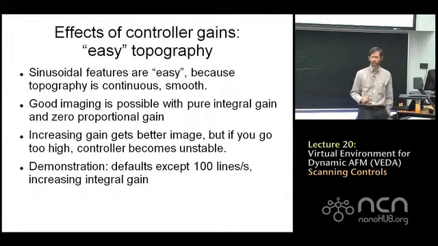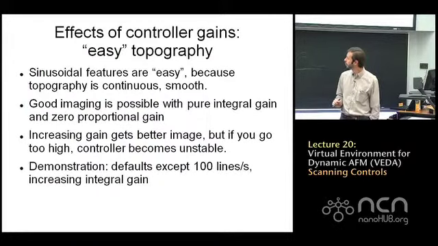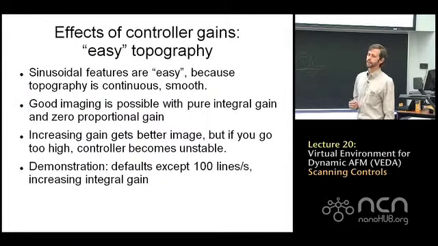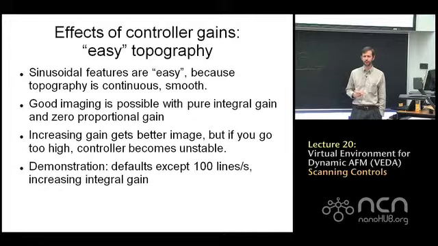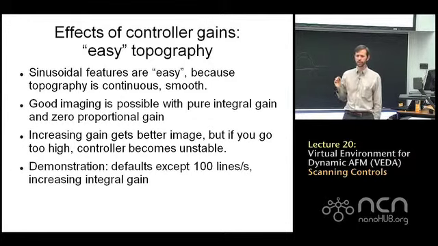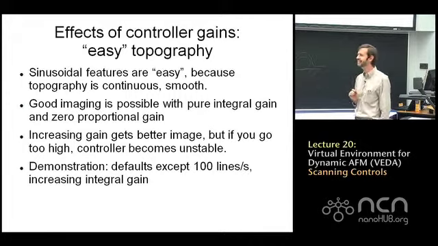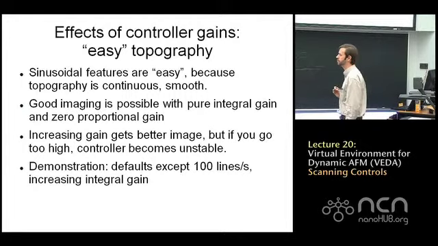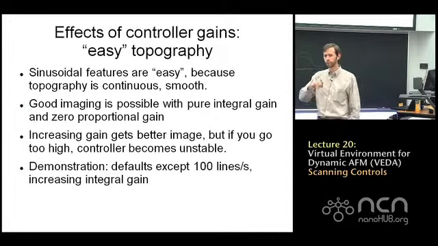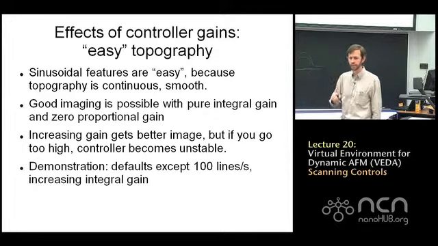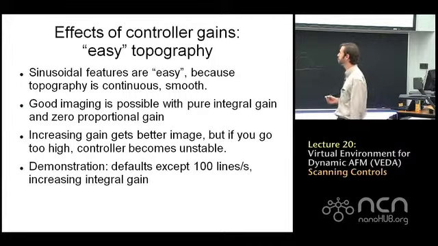Okay, so now talk about something a little more complicated, the effect of controller gains. And I split this up into what I call easy topography and hard topography. So the sinusoid that we've been using is what I'm calling an easy topography because it's continuous and it's smooth. So there's no jumps, there's nothing discontinuous, everything just moves very smoothly.